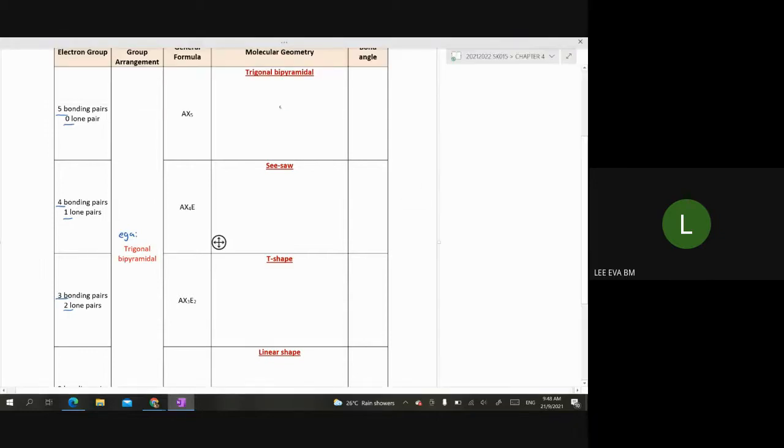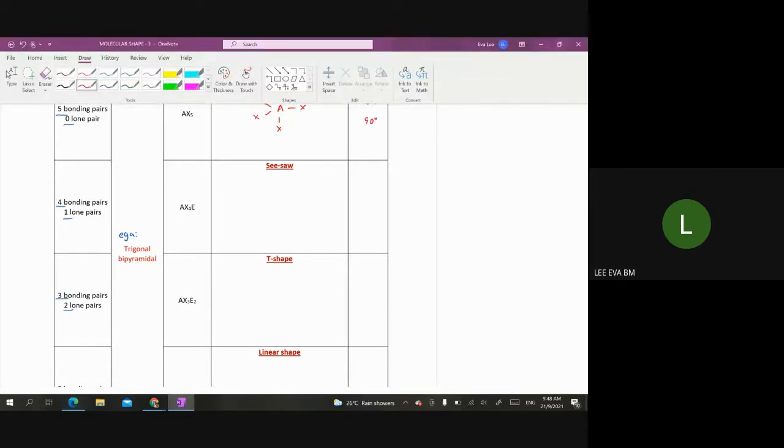So over here we have AX5. Okay, ada 2 dekat tepi, 1 dekat tepi sini. So bond angle 120 and 90 degree. So you have to make sure you understand lah. This one is 90 degree, and then between here is 120. Okay. So next one we come into seesaw.